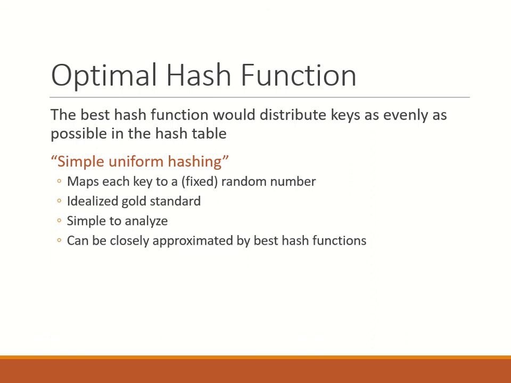Talking about the optimal hash function, as I said, it should be simple and uniform, which means all the keys should follow the same rule. It maps each key to a fixed, random number. If it is ideal, it will have zero collision, which is the gold standard. It is also very simple to analyze, and it should be closely approximated by the best hash functions. So these are the properties of an optimal hash function.